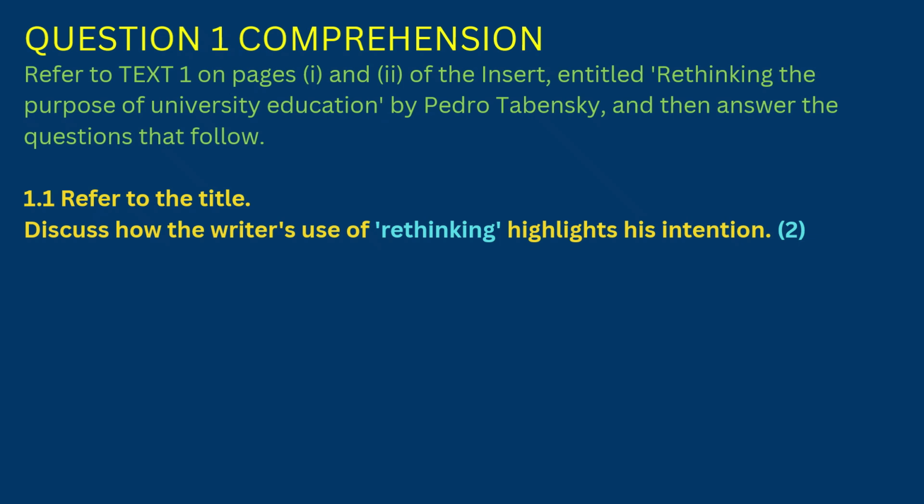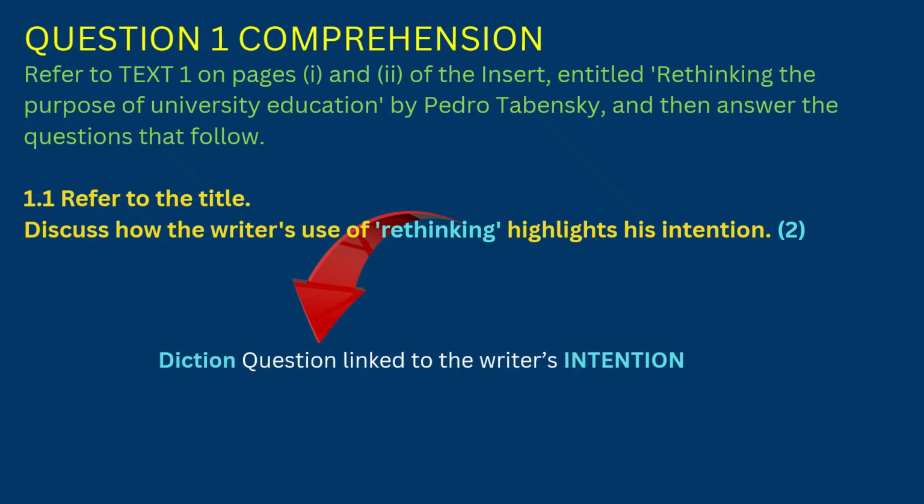Now notice that I've already isolated some of the key words here, and you must always highlight the mark allocation. I did not highlight the word discuss, although that is the command word for this question. So look at the word rethinking. Now, obviously, we need to look at the diction, and this is a diction question linked to the writer's intention. So they've isolated the word that they want you to focus on, and they want you to link your discussion surrounding the word rethinking to the writer's intention. So you must link your discussion on the diction to the author's intention.